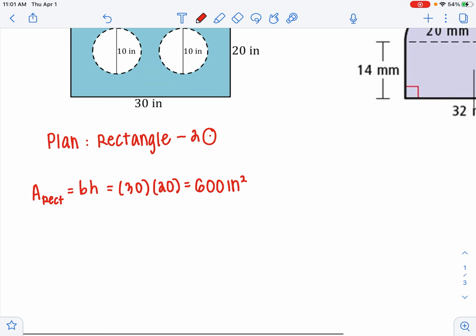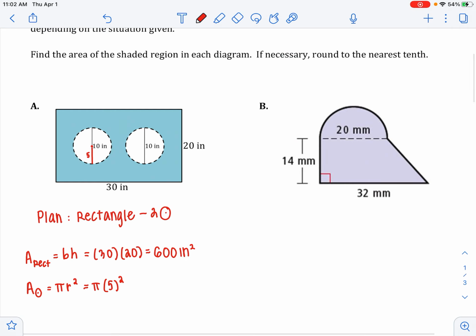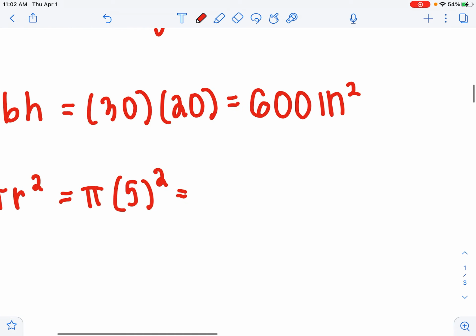But now I also need the area of the circles. So I'm going to do area of just one circle. Area of a circle, recall, is pi r squared. So I'm going to do pi times the radius squared. So I need to know what the radius of the circle is. If you look, I gave you the diameter. I just want this piece right here, which is 5 inches. So I'm going to put a 5 right there. 5 squared is 25. So I have 25 pi inches squared.